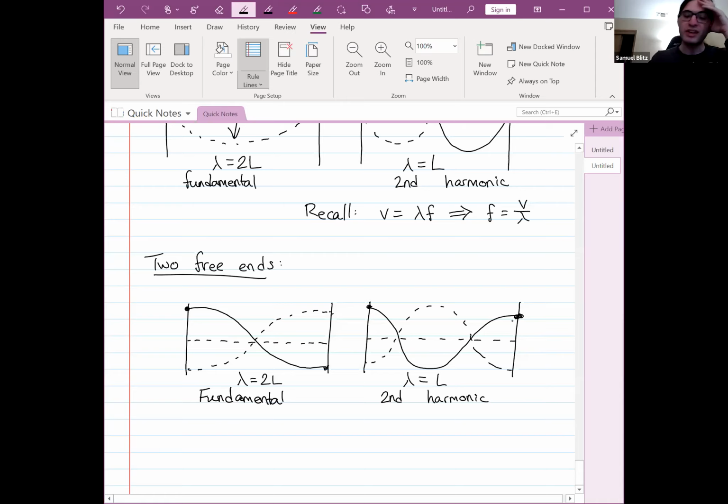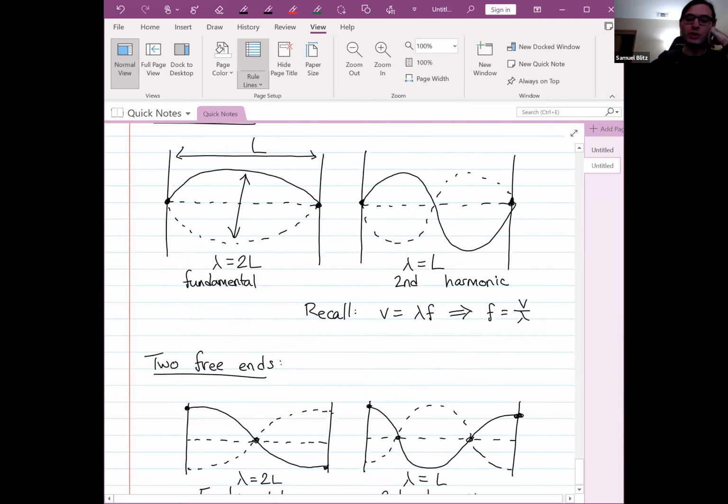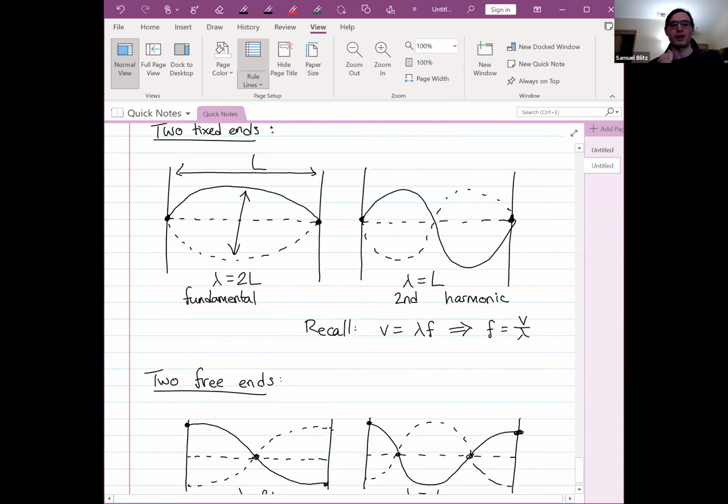How many nodes for this? Yeah, so this has 2 nodes. For 2 free ends, the number of nodes is just fixed. This has 1 node, this has 2 nodes. When you have 2 fixed ends, the number of antinodes is something that's easy to figure out.